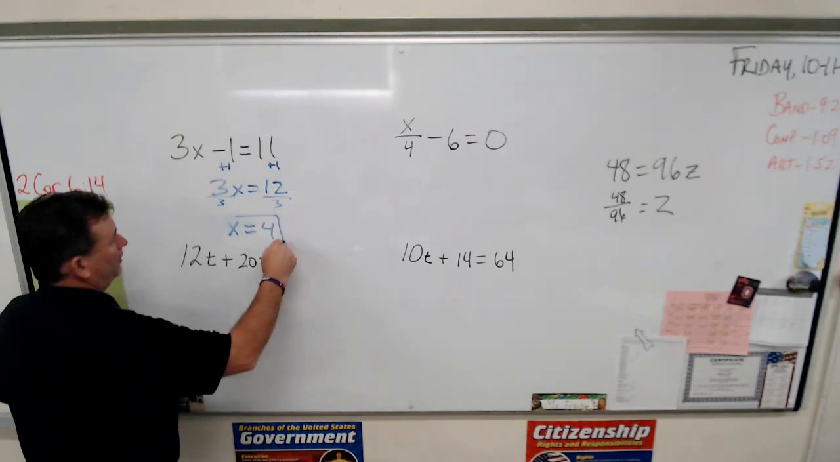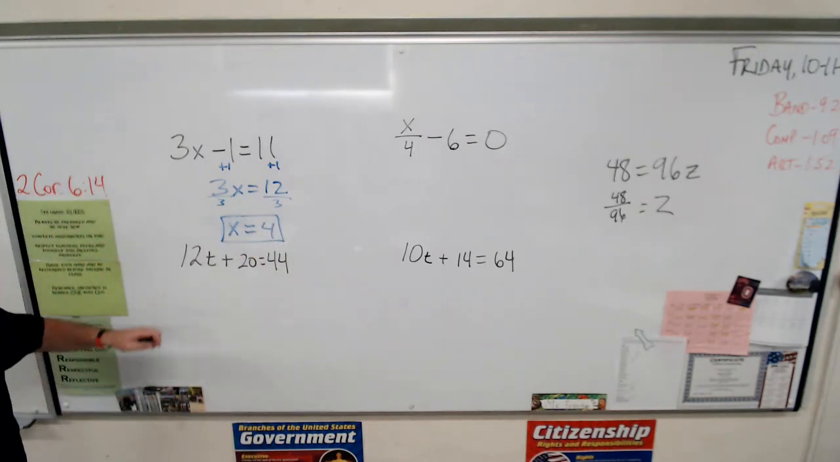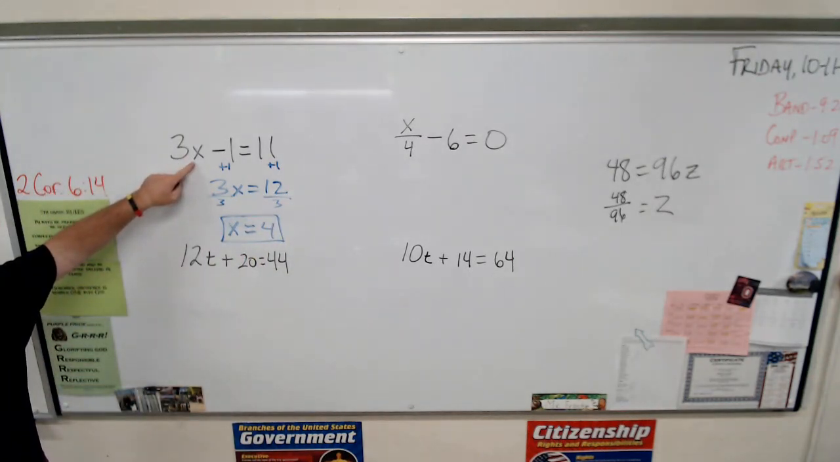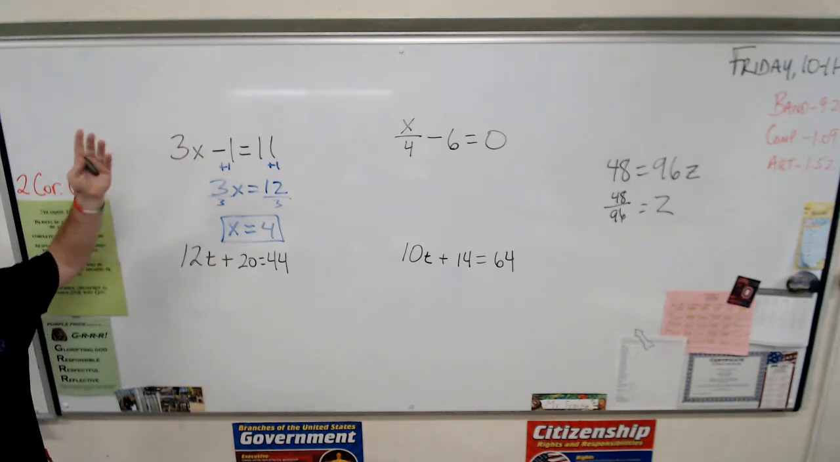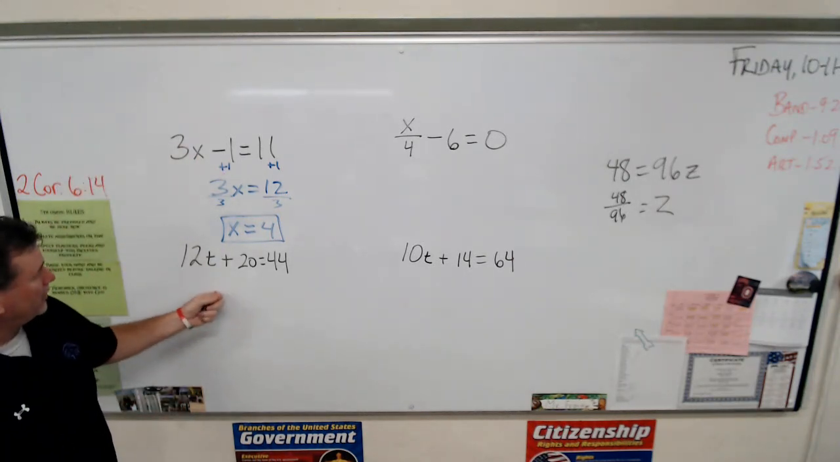So x is 4. How do you check it? What's 3 times 4? 12. What's 12 minus 1? 11. Yeah.